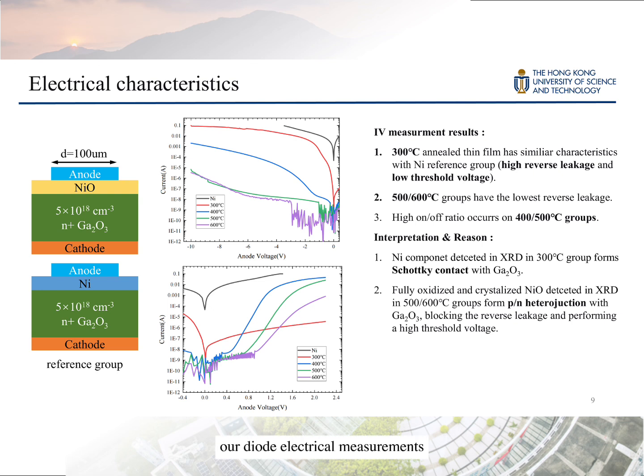Our diode electrical measurements confirm the structural findings. The 300°C sample shows Schottky behavior, low threshold voltage, and high leakage, consistent with residual metallic nickel. In contrast, samples annealed at 400°C and above exhibit higher threshold voltages, confirming full oxidation to nickel oxide and the formation of a true heterojunction. Among these, the diode fabricated at 500°C demonstrates the best on-state current, identifying it as the optimal processing temperature.